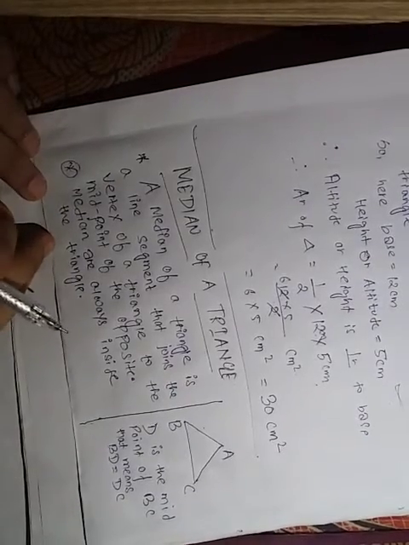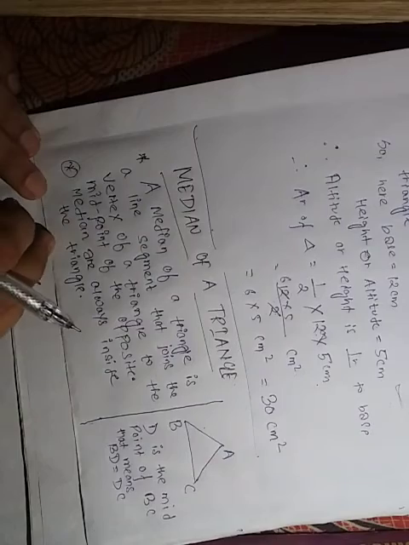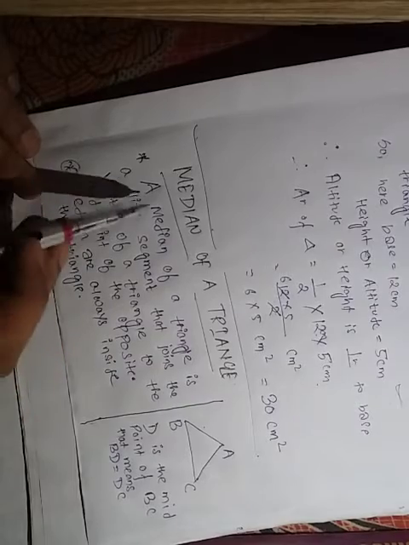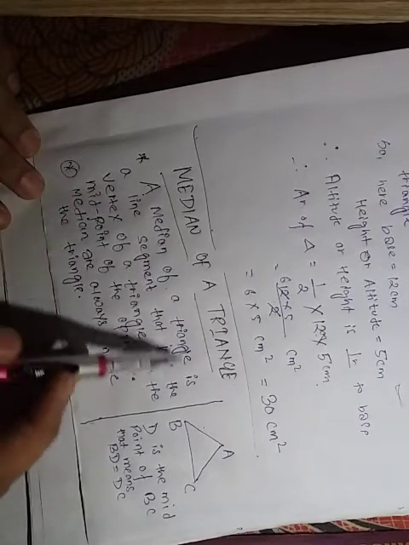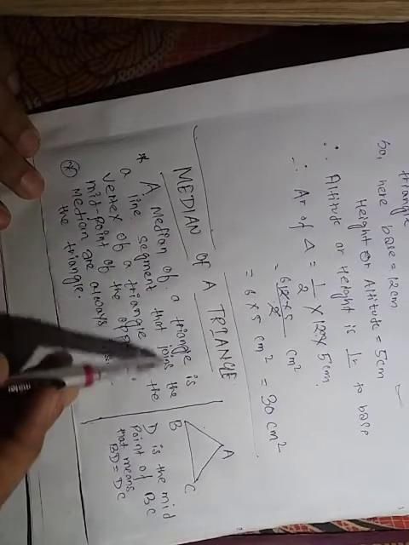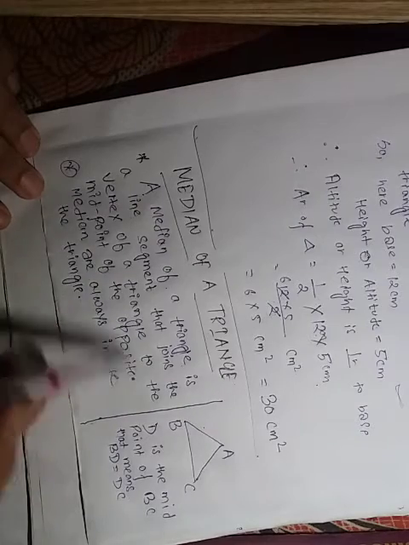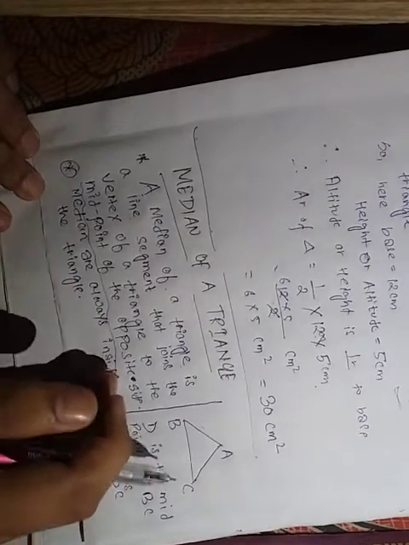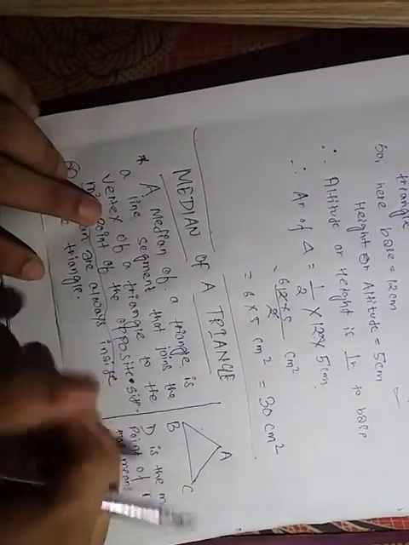Before proceeding further, let us try to understand what the median of a triangle is. Here I have written one note. A median of a triangle is a line segment that joins the vertex of a triangle to the midpoint of the opposite side. Here, a median is a line segment.